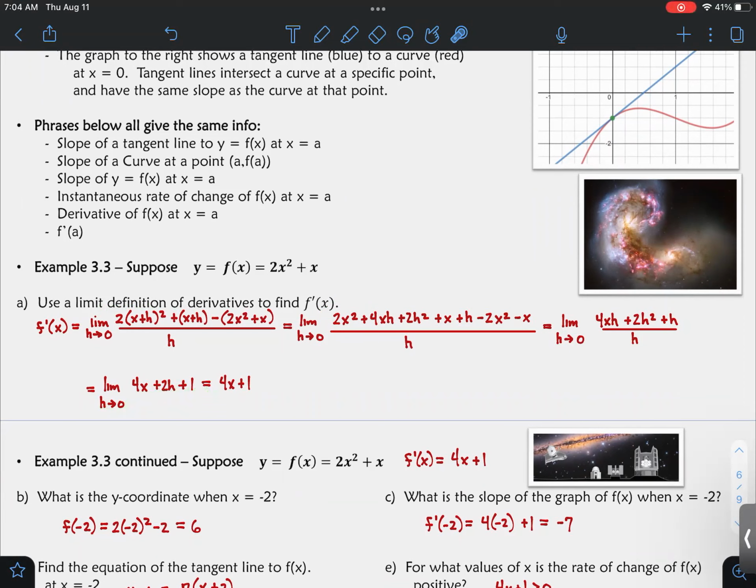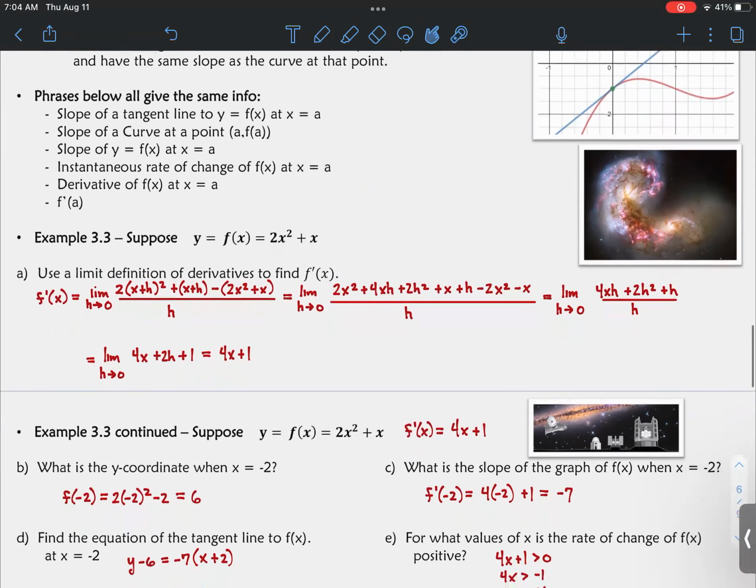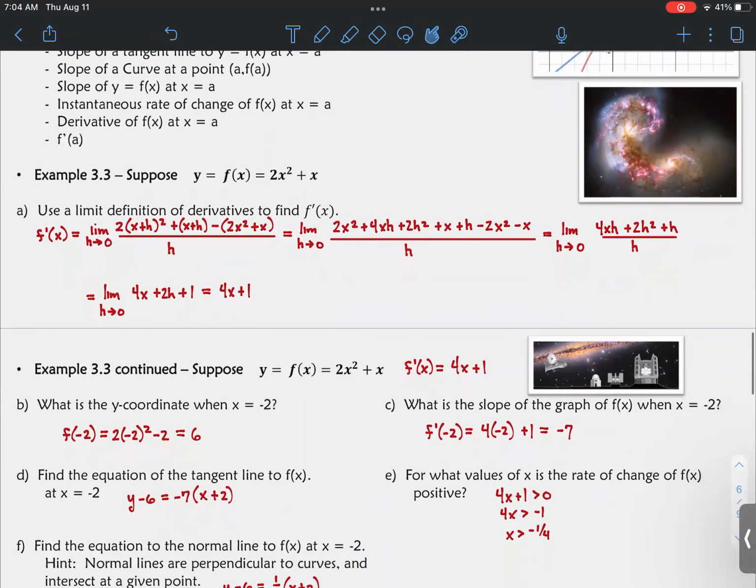So I kind of glossed over the fact that I was unable to evaluate it first because you can't plug a 0 directly in for h in the denominator. That's problematic. That speaks to maybe some kind of discontinuity. All right. We continue this example on the next page.